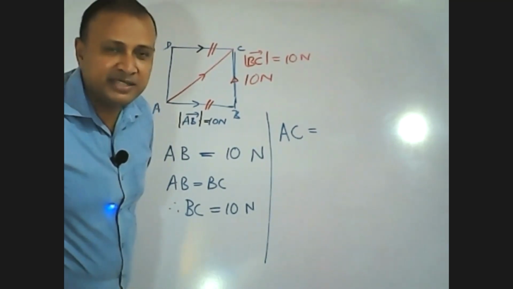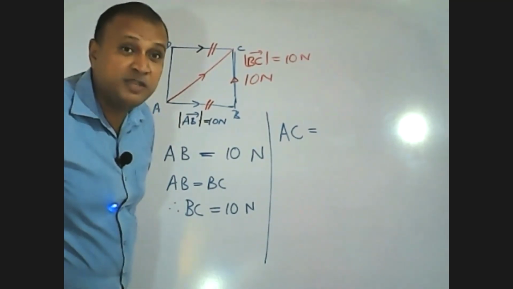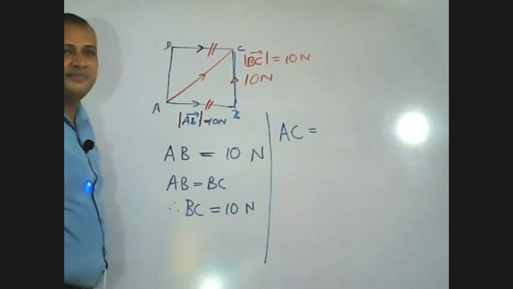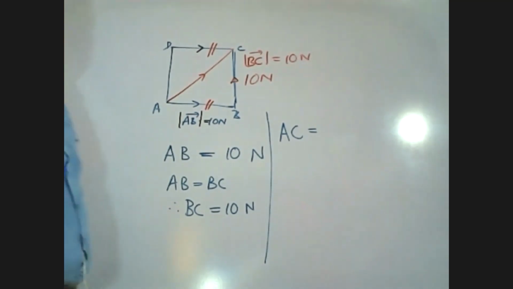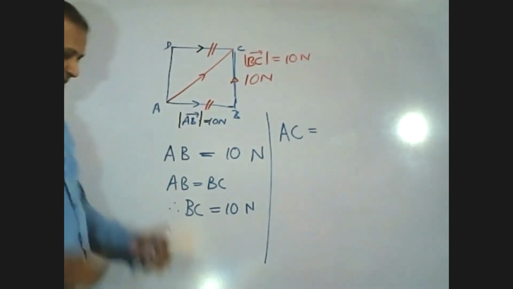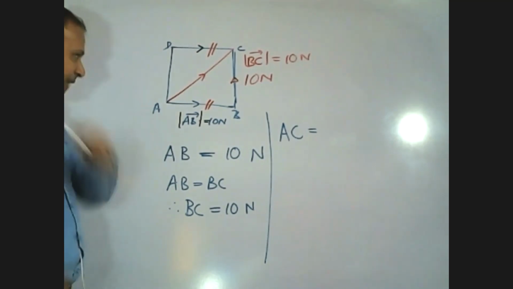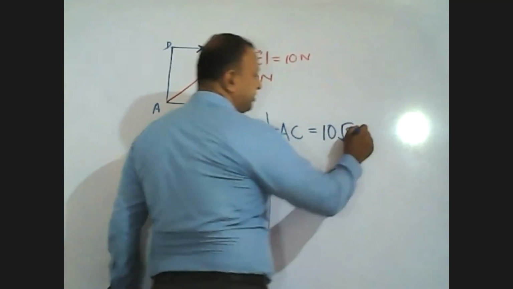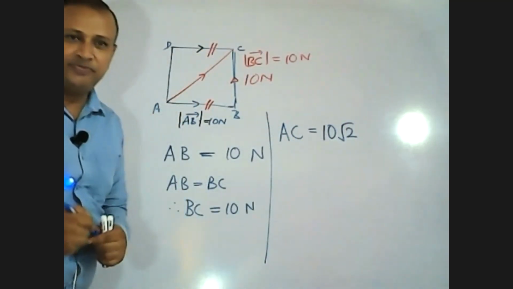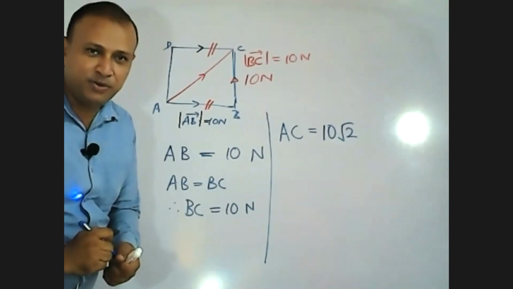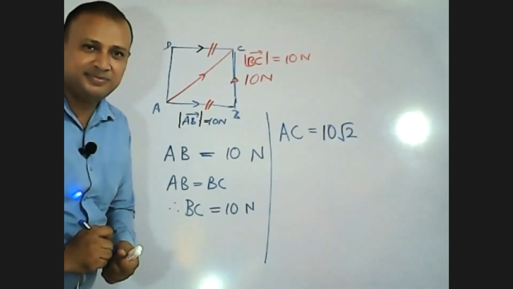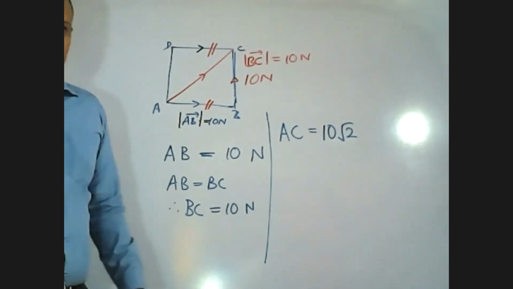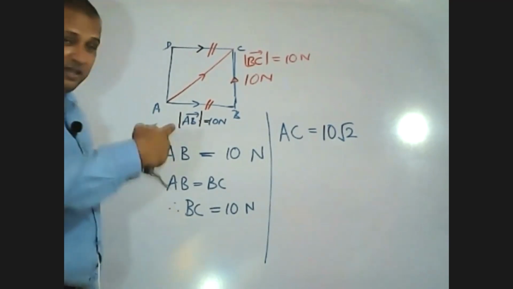Square root of 200, yes, that is correct, but I want to simplify the answer. What is the simplified answer? The square root of 200 means 10 times root 2, no? Okay, I will explain how I get this answer.